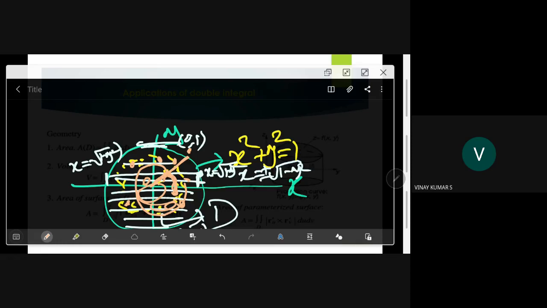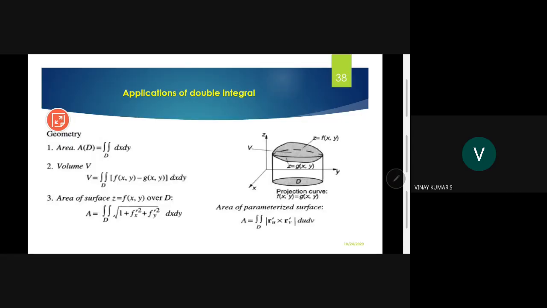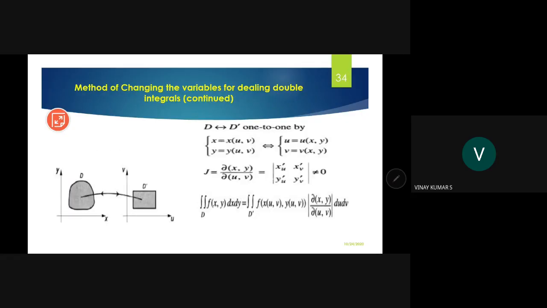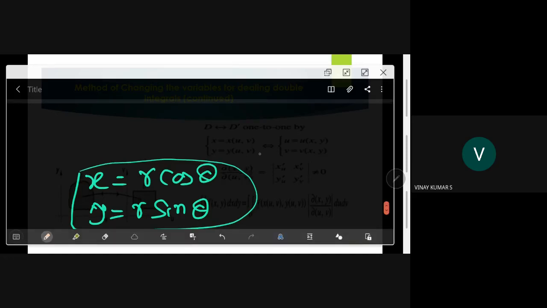So here what I do is that we apply x is equal to r cos theta, y is equal to r sin theta as our change of variable. So we are moving from xy frame to r theta frame. So you are in this region in r theta frame. What are the limits for r? The limits for r are 0 less than or equal to r less than or equal to 1, because we are inside a circle of radius 1. And what are the theta values? 0 less than or equal to theta less than or equal to 2 pi.